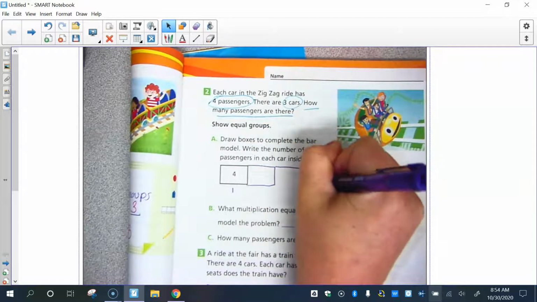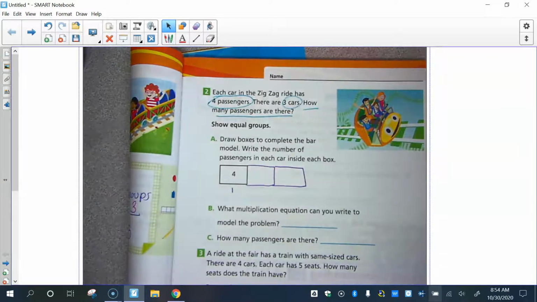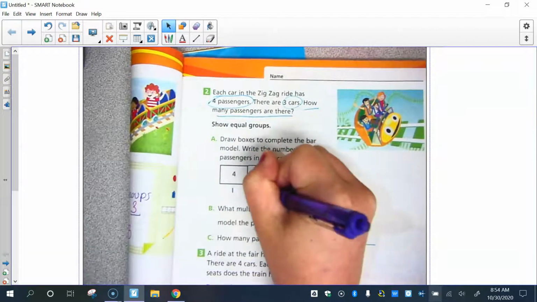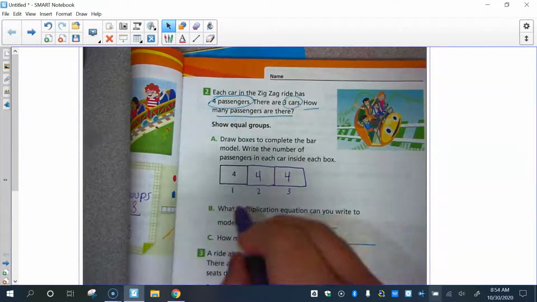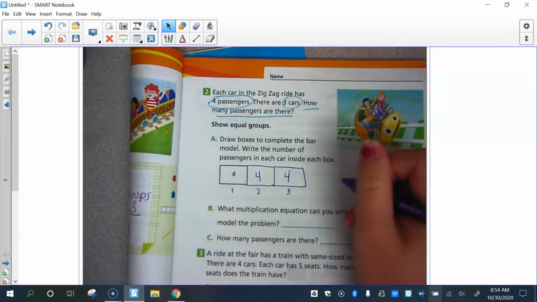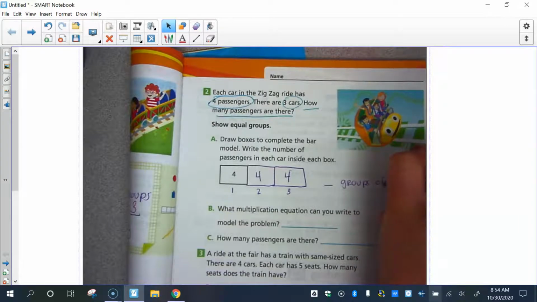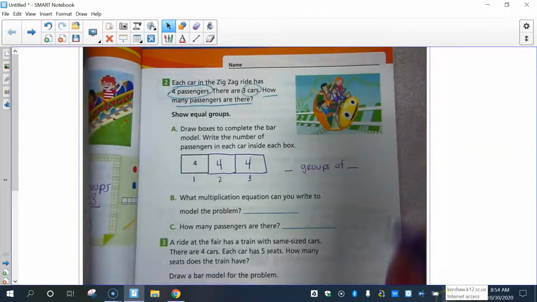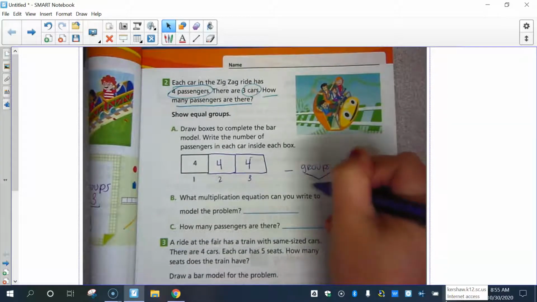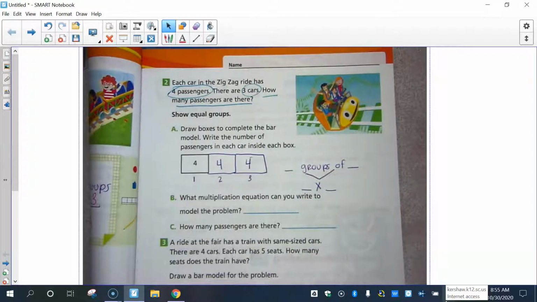1, 2. And how many passengers are inside each one? 4. Great job. I'll go ahead and label these. So we're showing there's 3 cars and there's 4 in each car. So what multiplication equation can you write to model the problem? So we have blank groups of blank. And remember this right here? This means multiply. So how many groups do we have? That would mean how many cars we have, so that would be 3.